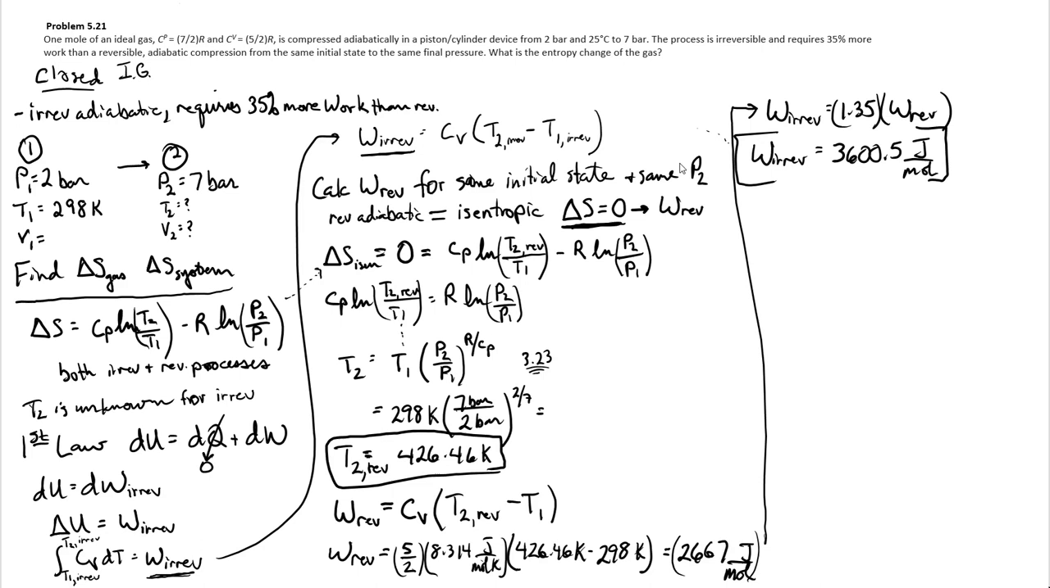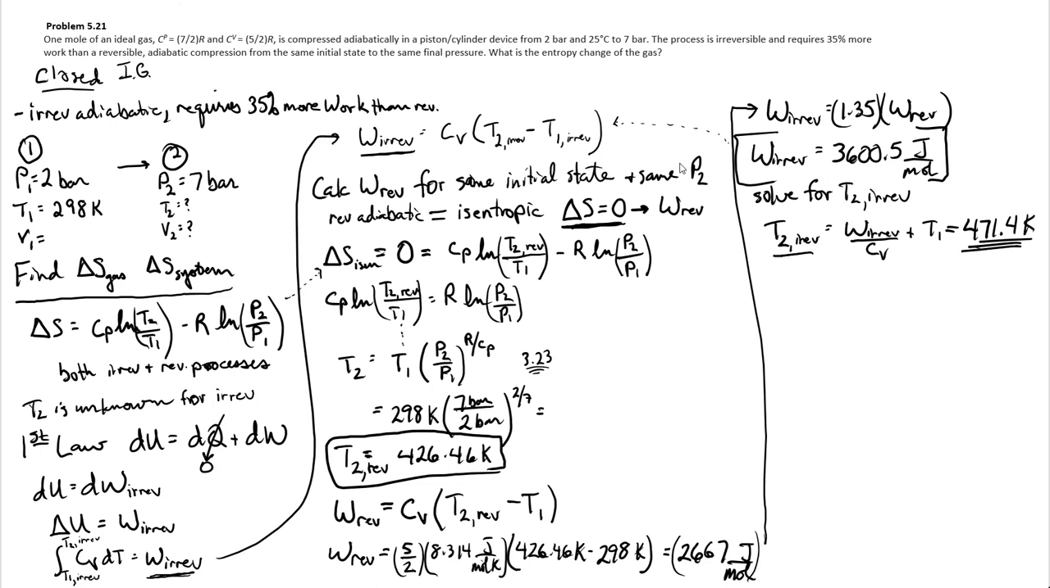Now what I can do is take that, plug that in there, and solve for T2 irreversible. All right, so T2 irreversible is equal to what? It's equal to the irreversible work divided by CV, plus T1. And so I plug that in. That will give me 471.4 Kelvin. 471.4. Notice that's a lot higher than our reversible. All right, that's a lot different.